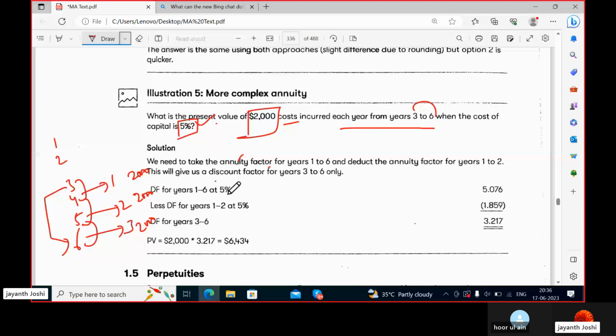So we are into this present annuity table, and the rate was 5%. It was for how many years?